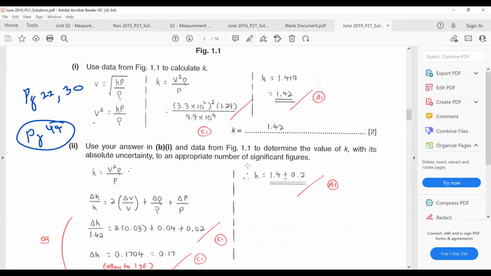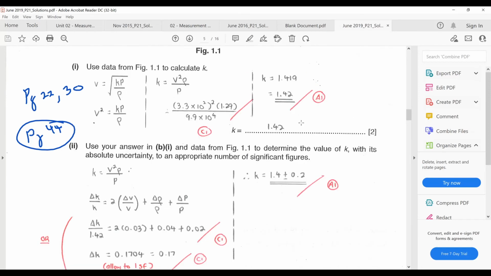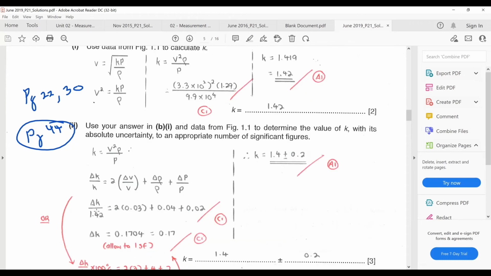I got 3.11 for the change in K, the delta K. Do you get 0.17? No, I got 3.11. 3.11? Okay, right, let's check your workings.